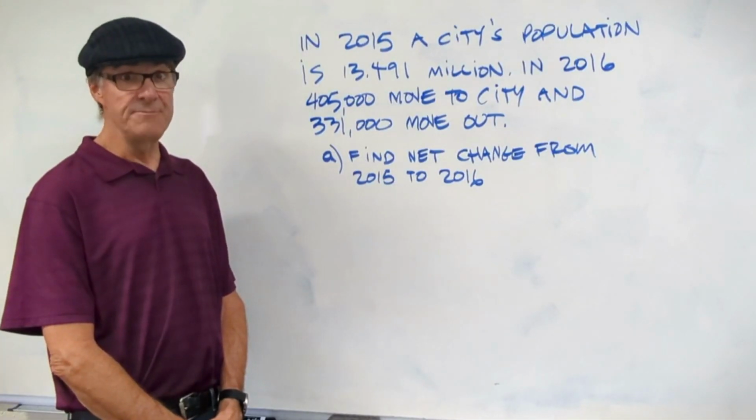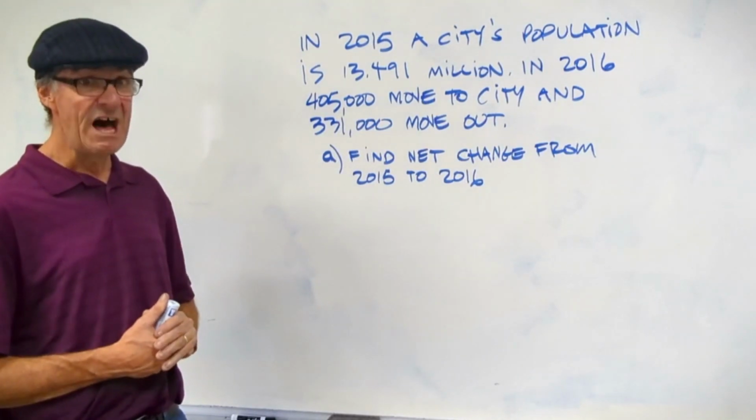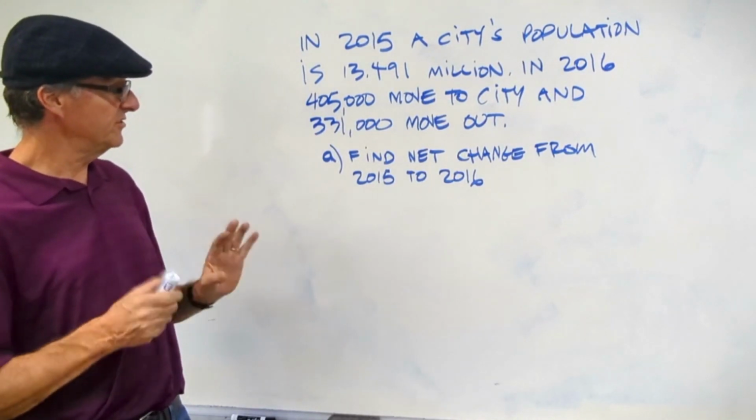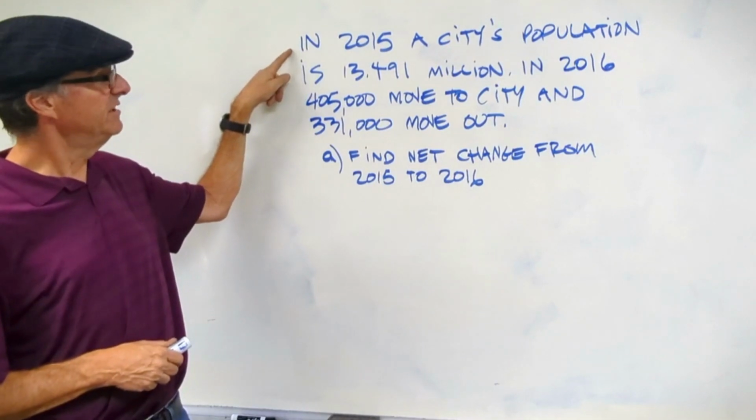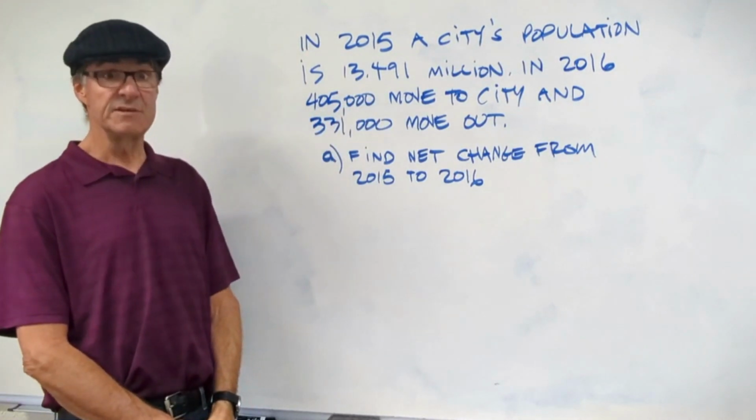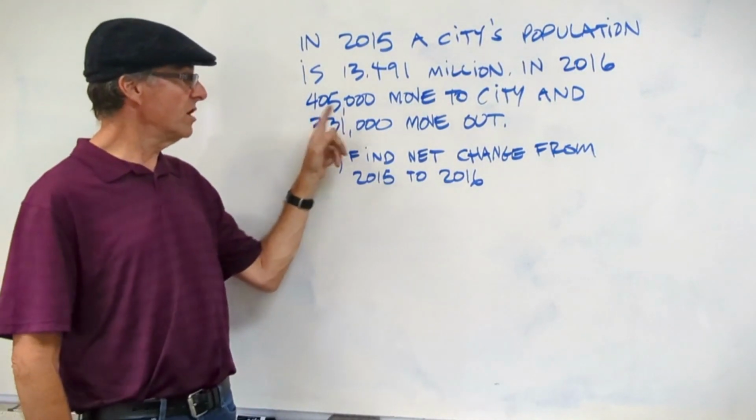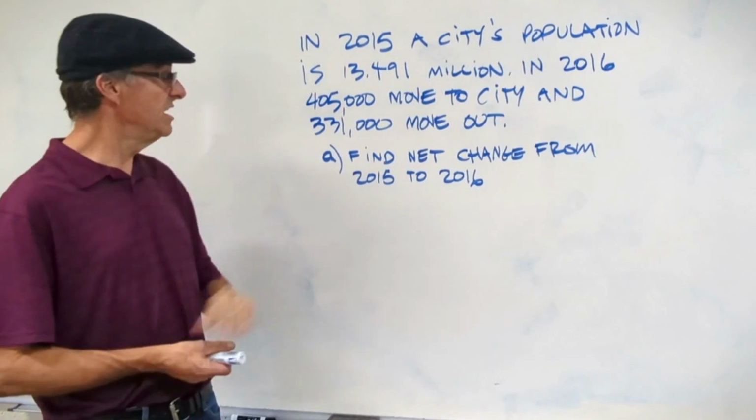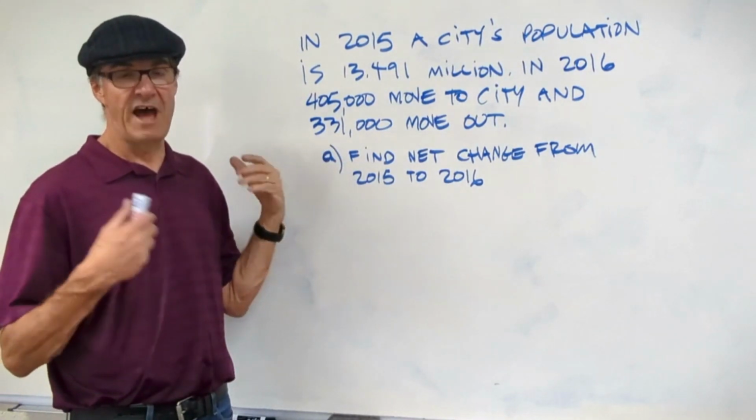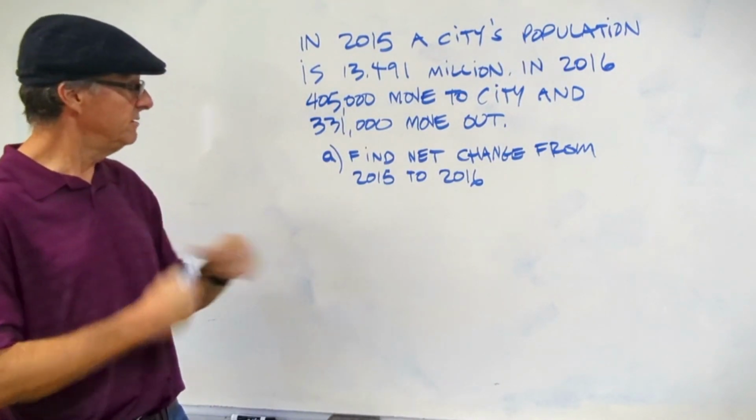Let's do an IB type population problem that is broken up into a lot of parts. So check this one out. In 2015, a city's population is 13.491 million people. Big city. In 2016, 405,000 people move into the city and 331,000 move out of the city. So this problem is heavily scaffolded.